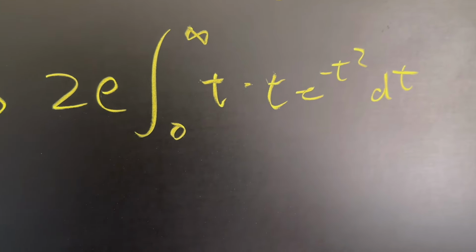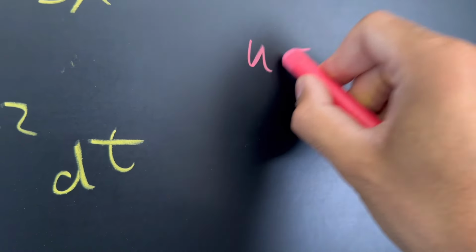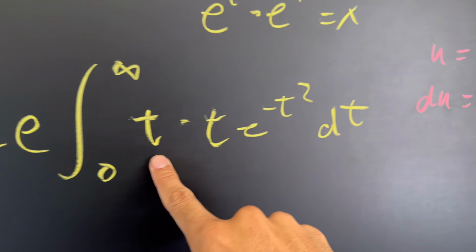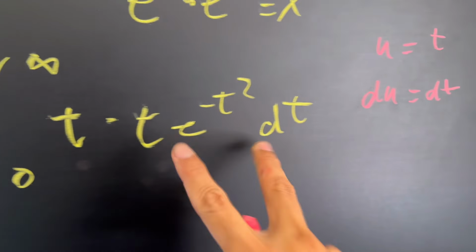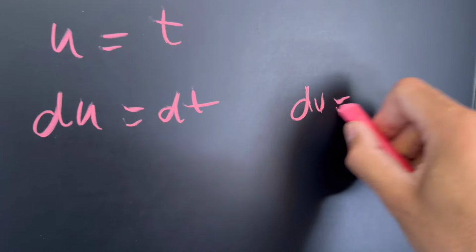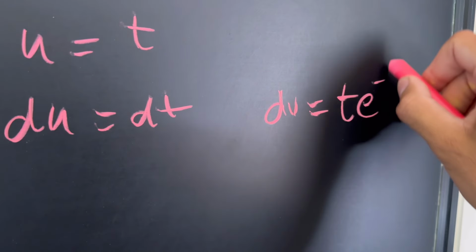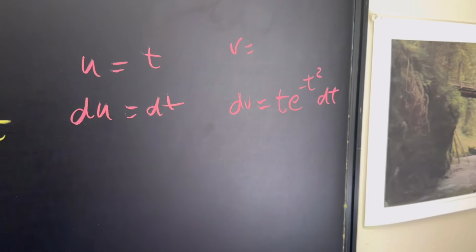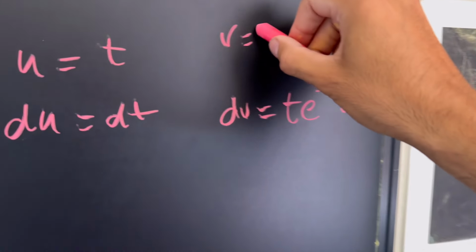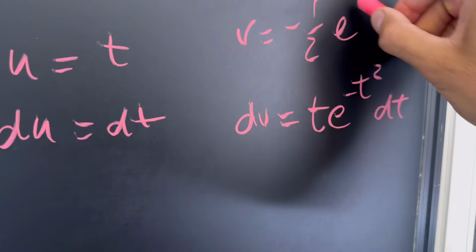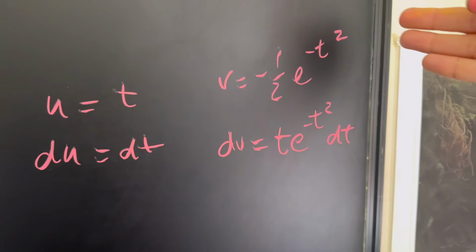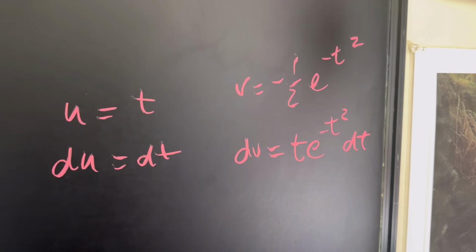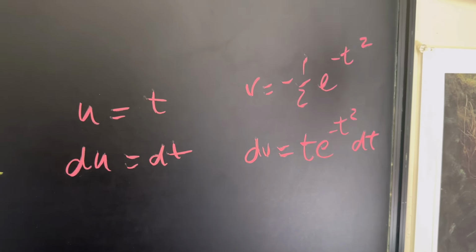So here's the way it's going to go. We're going to make our u value t, so our du will be dt. So this is our u value, so this entire thing will be our dv. So our dv is going to be t e to the negative t squared dt. And let's see, I'm going to try to do this in my head, but if I get this correctly, v is negative 1/2 e to the negative t squared. I'm just going to double check this by taking the derivative, and it looks like it is correct. Yeah, we are good to go.